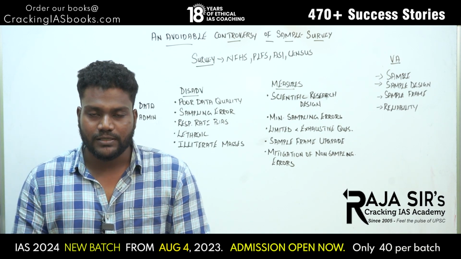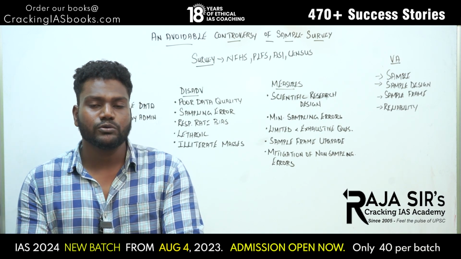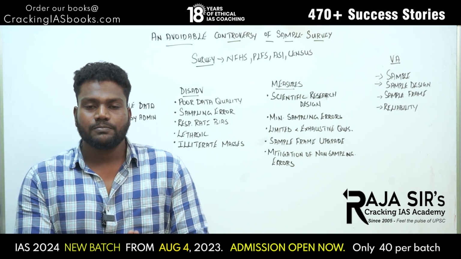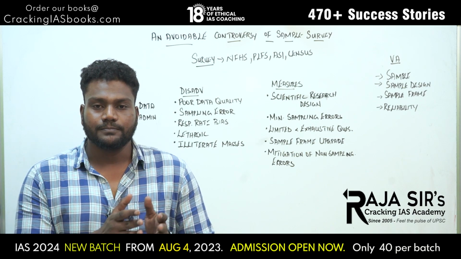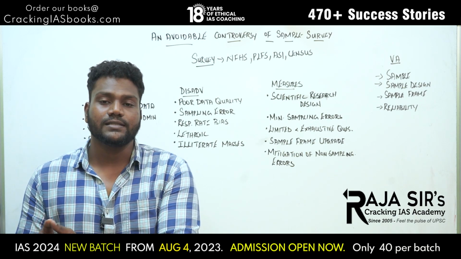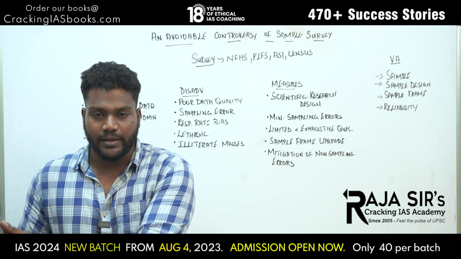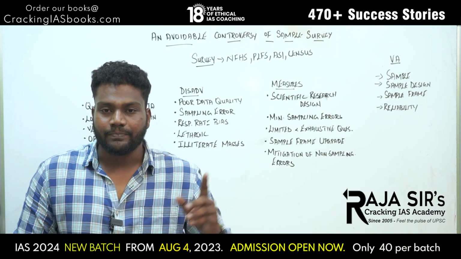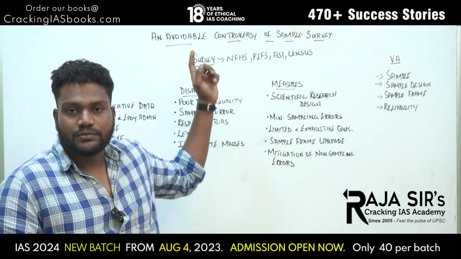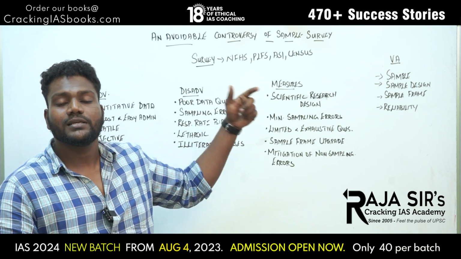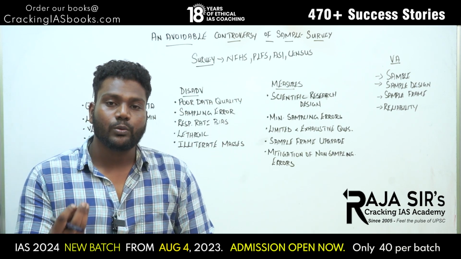Policy, what is policy? Policy is something that is used to implement a particular scheme, right? So this particular scheme or policy is based on evidence. We call it evidence based decision making. Where does this evidence come from? This comes from all these types of surveys: NFHS, ASI, census, PLFS. It gives us the required evidence.